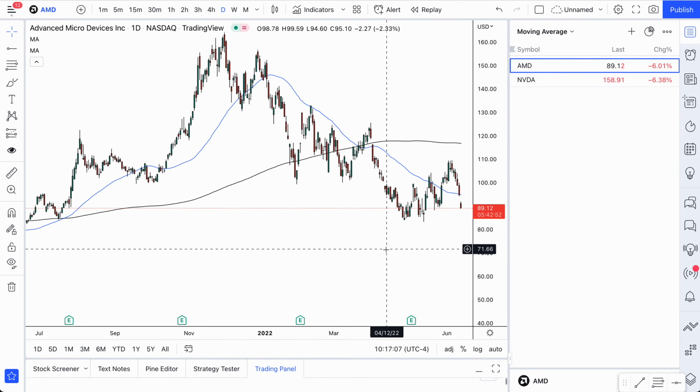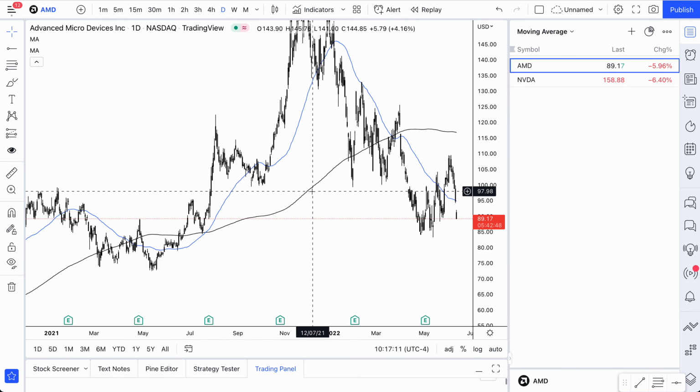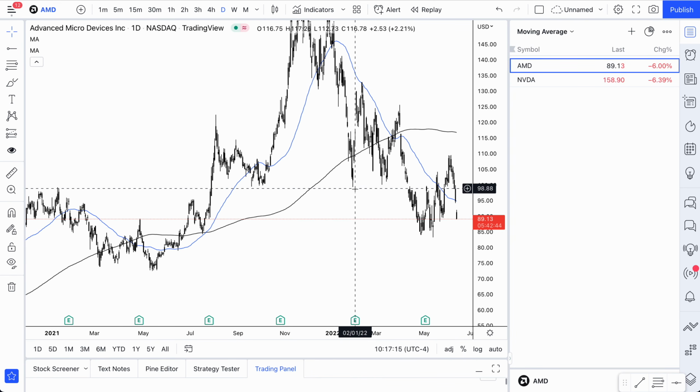So I would suggest picking ones that you think work for you, test them out on the chart, see what works, and these are just another tool that you can add into your trading strategy.